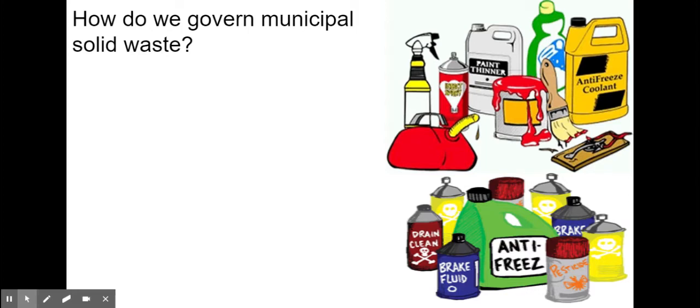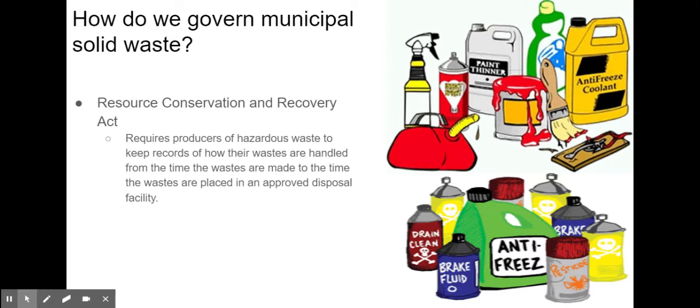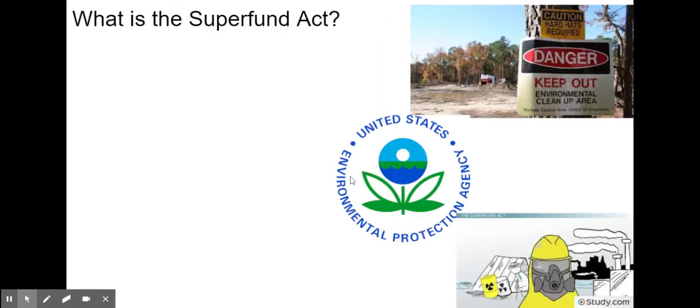How do we govern hazardous waste? The Resource Conservation and Recovery Act requires producers of hazardous waste to keep records of how their wastes are handled from the time the wastes are made to the time that the wastes are placed in approved disposal facilities. If the waste causes a problem in the future, the producer of that waste is responsible.